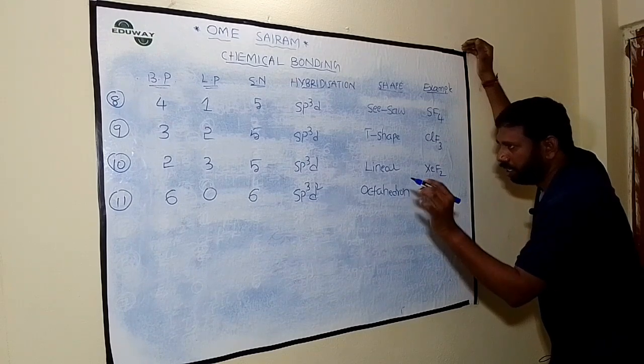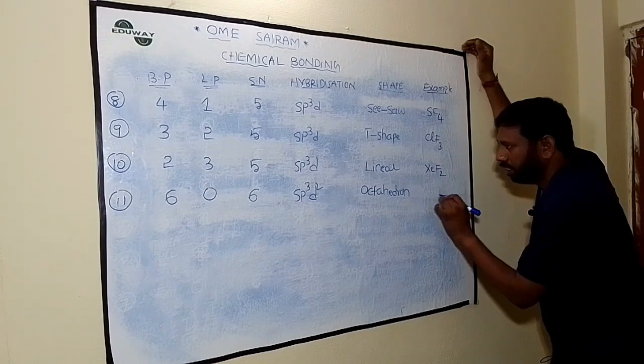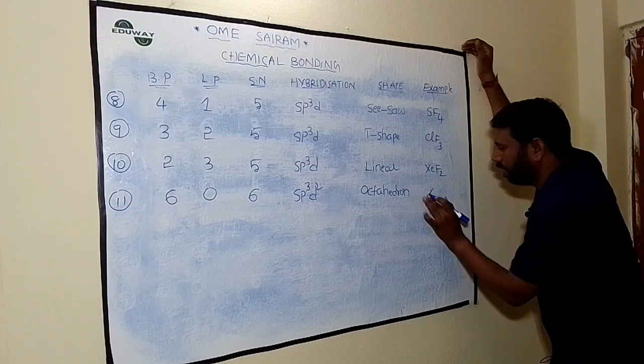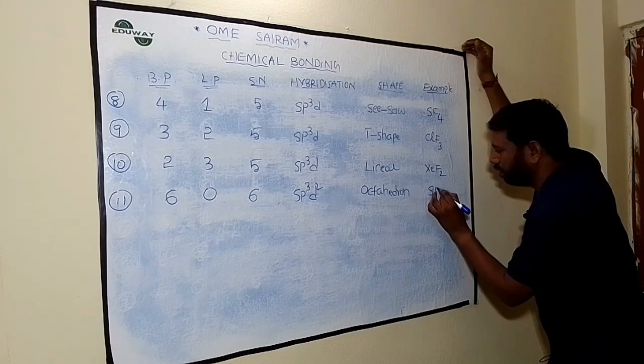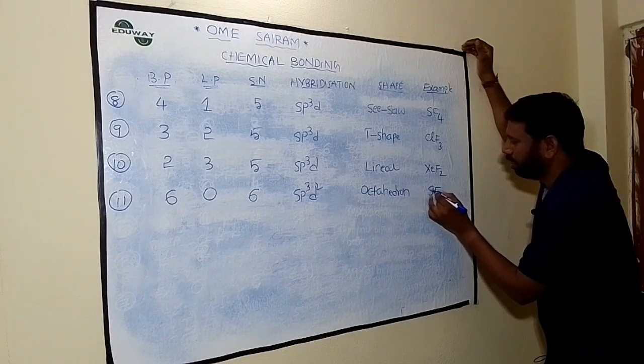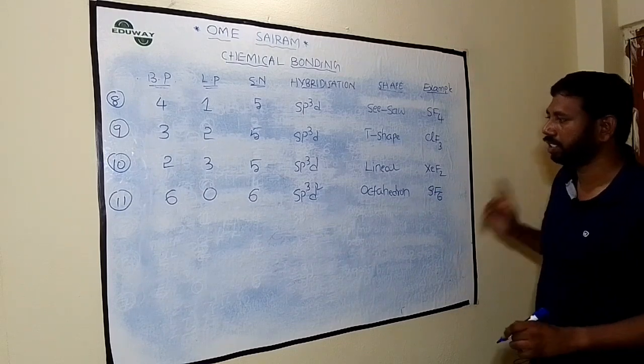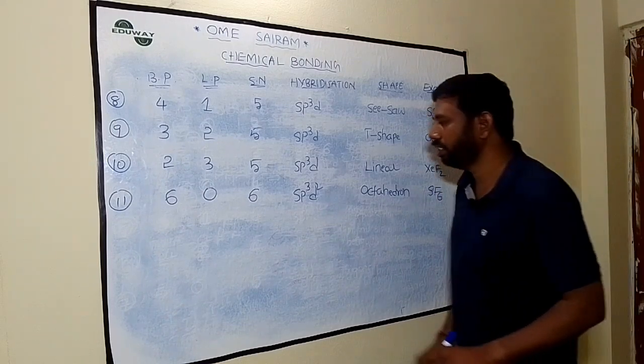Here, how many bond pairs are there? 6 bond pairs are there. That means 6 atoms attached to the central atom. SF6. 6 atoms attached to the central atom sulfur. SF6 contains only 6 bond pairs, 0 lone pairs.